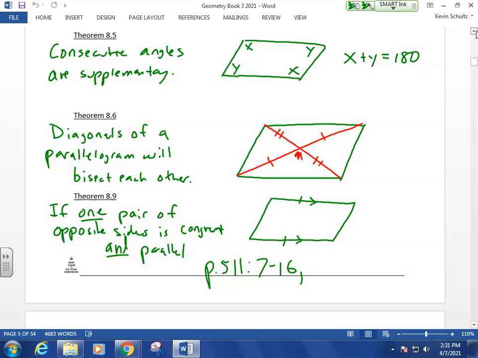And then page 518. Page 518, I would like you to do 3 through 11. Oh, I gotta give you a little bit more. That's not even. 3 through 11 and 13 to 15. Wow. That is not even. Okay. Page 511 has to do with interior and exterior angles. Page 518 has to do with these theorems for classifying polygons as parallelograms. That's it, math, folks.